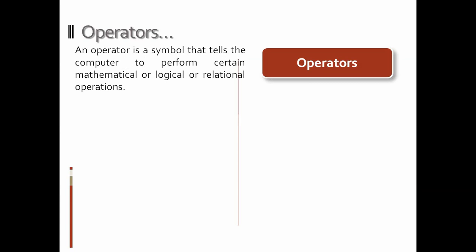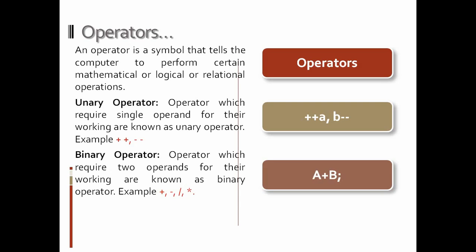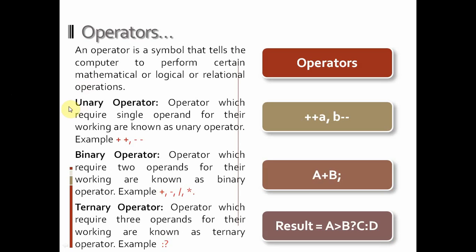Today in this class we will study about operators. What is an operator? An operator is a symbol that tells the computer to perform certain mathematical, logical or relational operation. There are various types of operator. Basically these are of three types: unary, binary and ternary operator. So we will discuss these operators one by one.